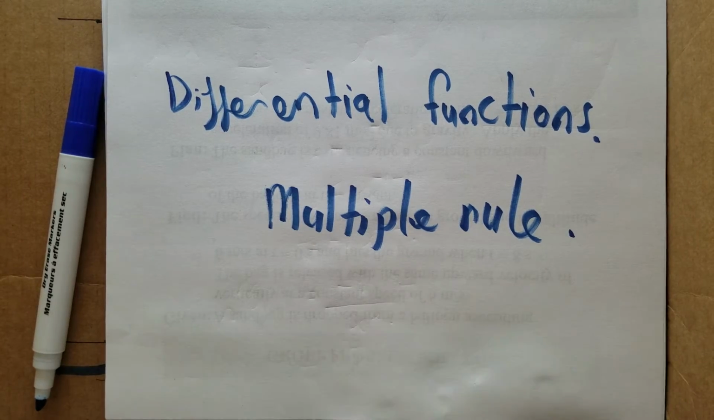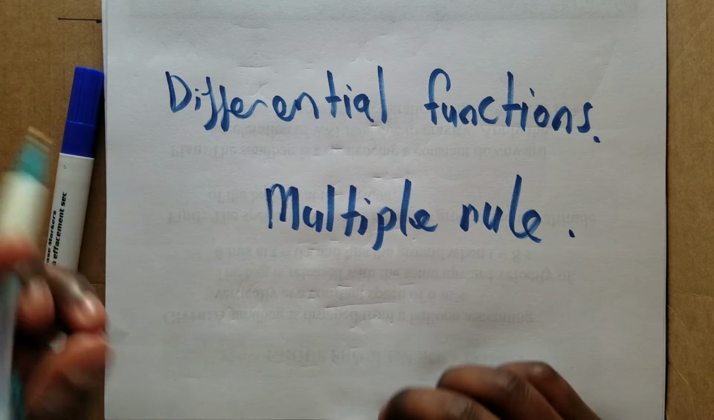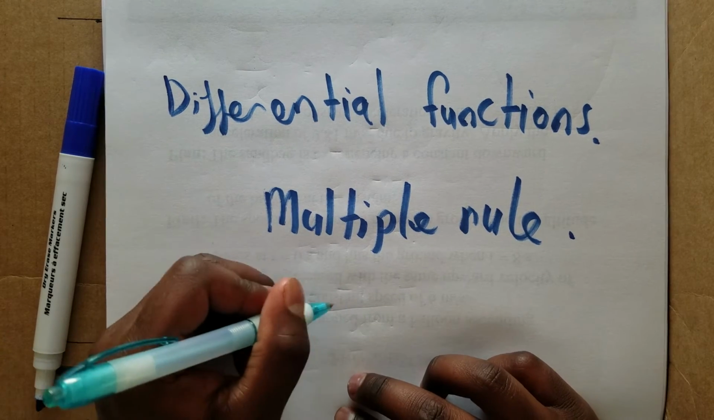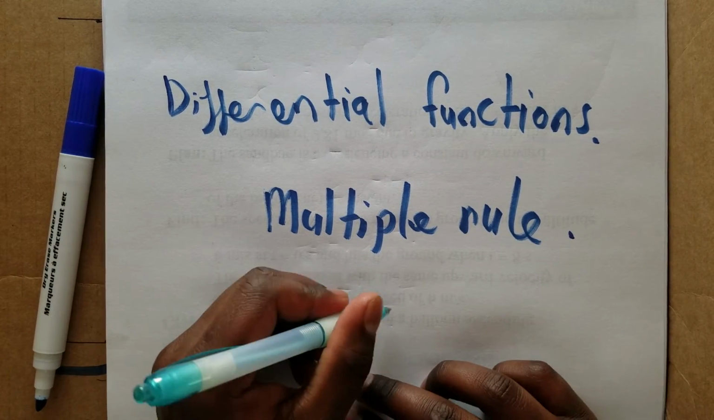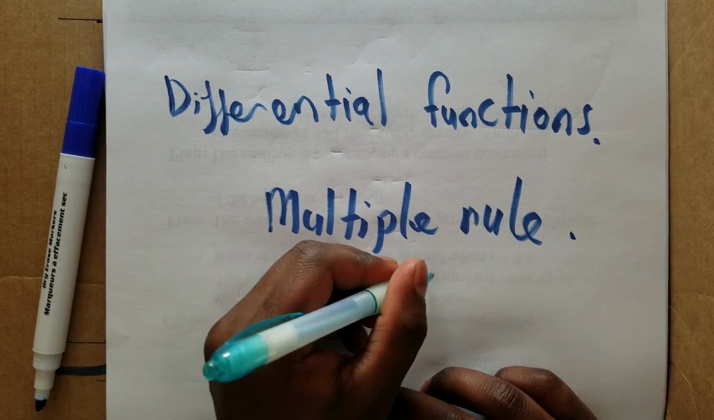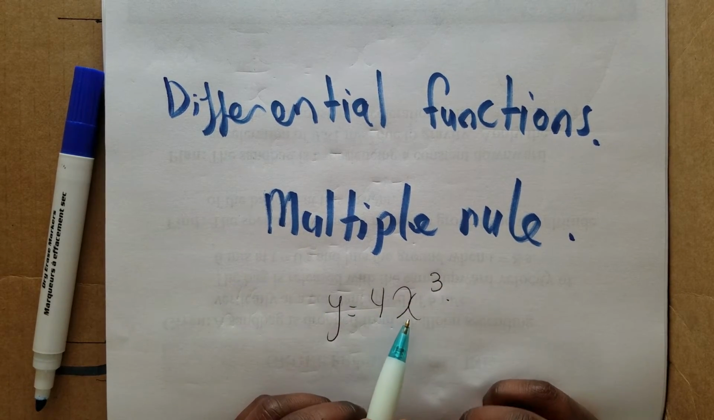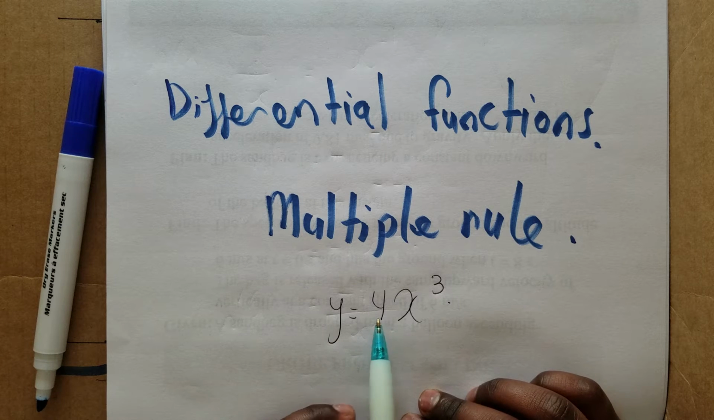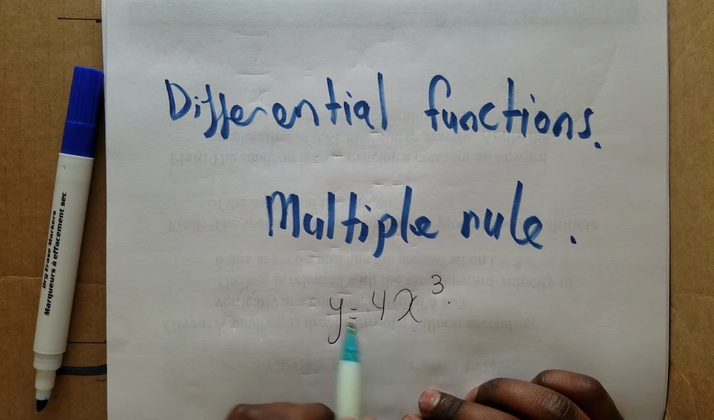So the first one we're going to is the multiple rule. The multiple rule is like if you have a function y is equal to 4x to the third. Before we were dealing with x to the power n. Now we have a function where you have a number in front of it multiplied by the x. So how do you solve this?